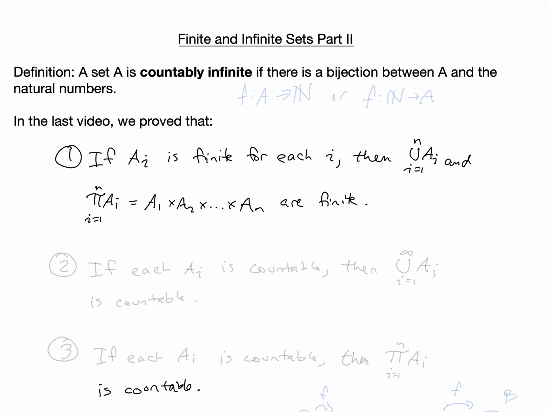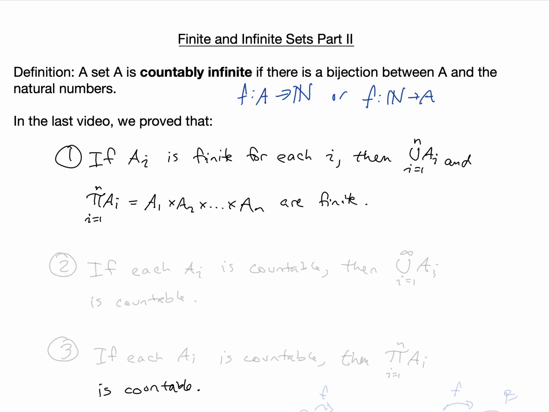In this video, we're going to continue talking about finite and infinite sets and cardinality. Recall that we defined a set to be countably infinite if there's a bijection between that set and the natural numbers. So if there's some function f mapping A to the natural numbers that's a bijection, a one-to-one correspondence, or f mapping the natural numbers to A, either way.